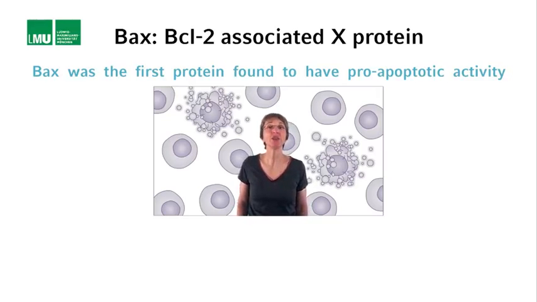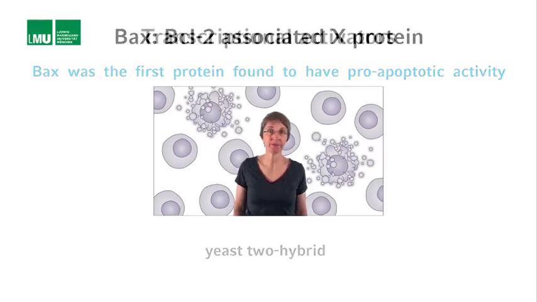Korsmeyer and colleagues continued to search for interactors of BCL2. This time, they used a different approach to identify such proteins. They used what is called the Yeast-2 hybrid system. Before I tell you what the Yeast-2 hybrid system is, I need to tell you something about transcription factors and transcriptional activators in particular.